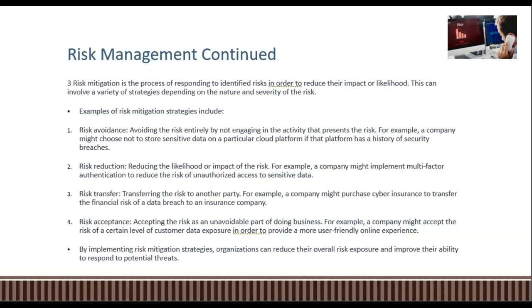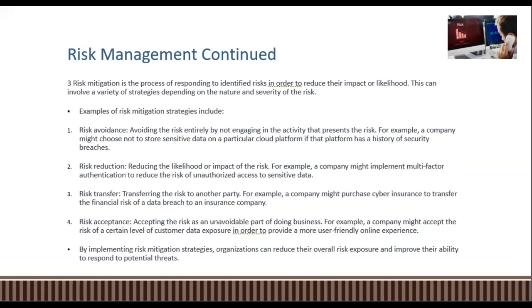Risk management continued. Risk mitigation is a process of responding to identified risks in order to reduce their impact or likelihood. This can involve a variety of strategies depending on the nature and severity of the risk. Examples of risk mitigation strategies include risk avoidance, avoiding the risk entirely by not engaging in the activity that presents the risk. For example, a company might choose not to store sensitive data on a particular cloud platform if that platform has a history of security breaches.